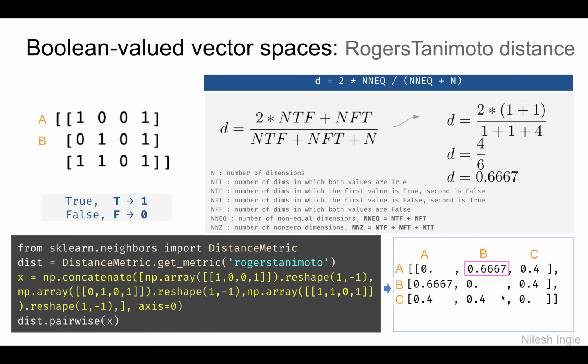and that is also shown here in the output of the code in the bottom right by the magenta box. Between A and B it is 0.6667, and between A and C this distance is 0.4.